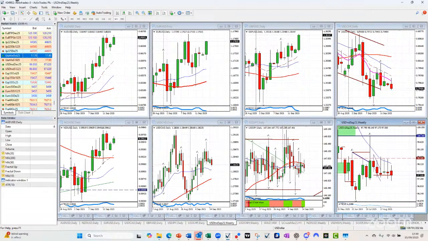And hence why I have profiles like this up here. So this is a dollar profile. I've got Aussie dollar on the daily, Kiwi dollar on the daily, Euro dollar on the daily, dollar Canadian on the daily, pound dollar, dollar yen, dollar Swiss, and then dollar index. Okay, so what's the dollar index telling us? How can it help us?